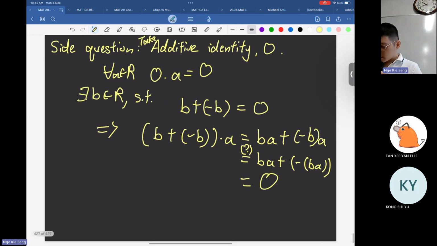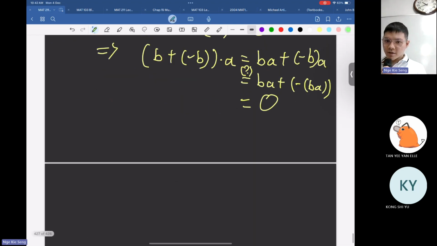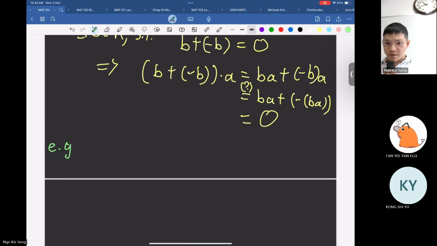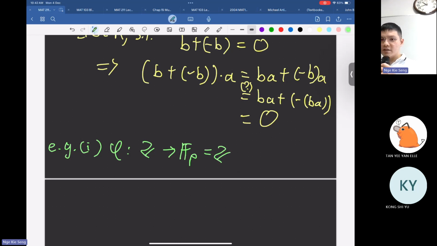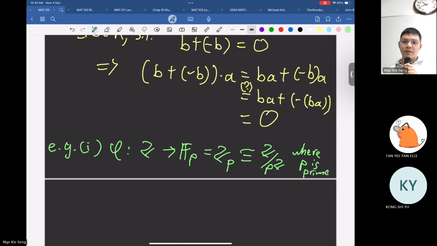Okay, so let's look at some examples of homomorphism. Last time we discussed that we have a homomorphism from Z to F_p. I want you to get familiar with this notation here. F_p, what is F_p? It's really just Z_p, or you think of it as Z mod pZ, where p is prime here.